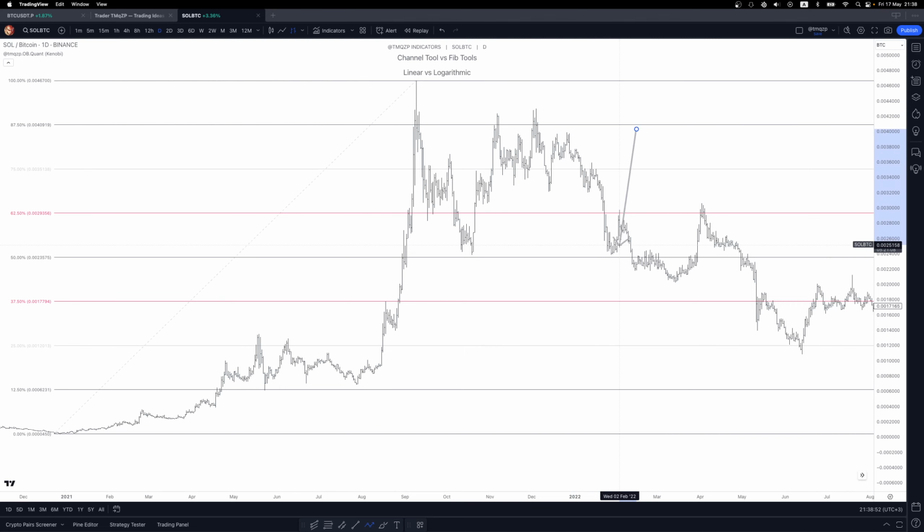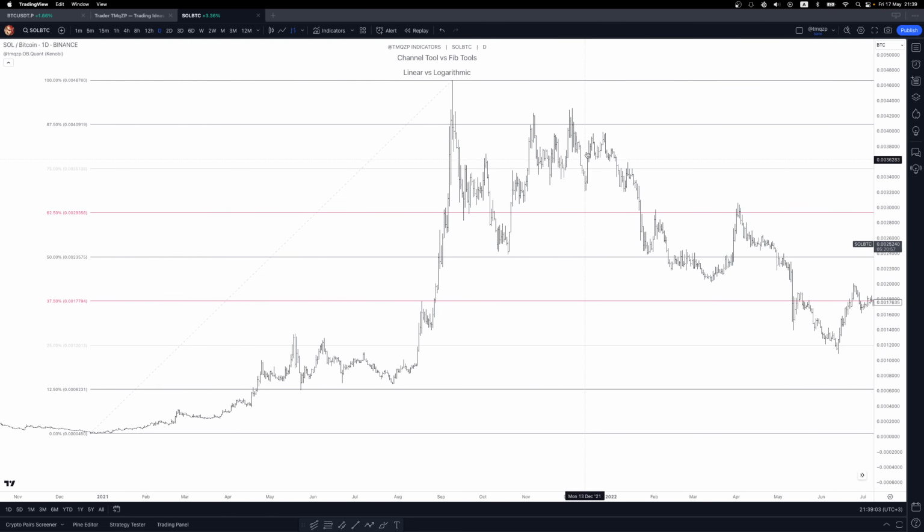Where does it go to? Back to the 50. It then retests the quarter. Starts falling below the 50, tries to reclaim it, rejects again, and where does it come down to? All the way to the 25%. So it goes from 75, which is the rejection point here.